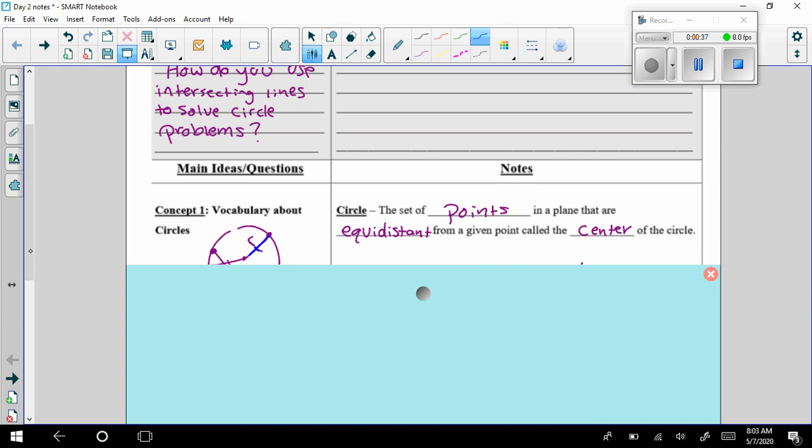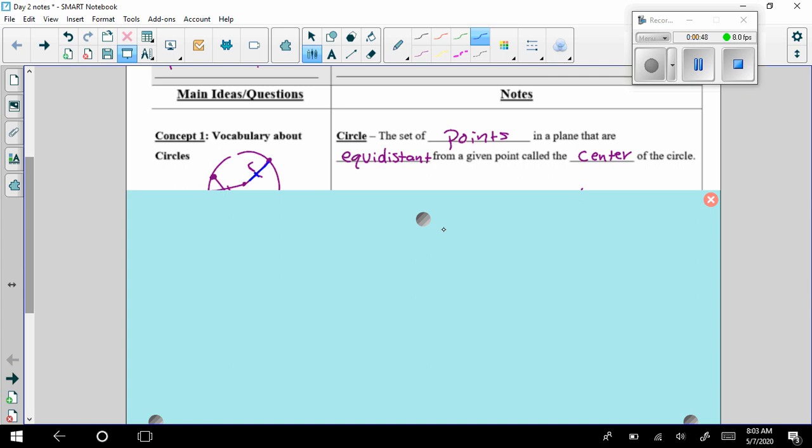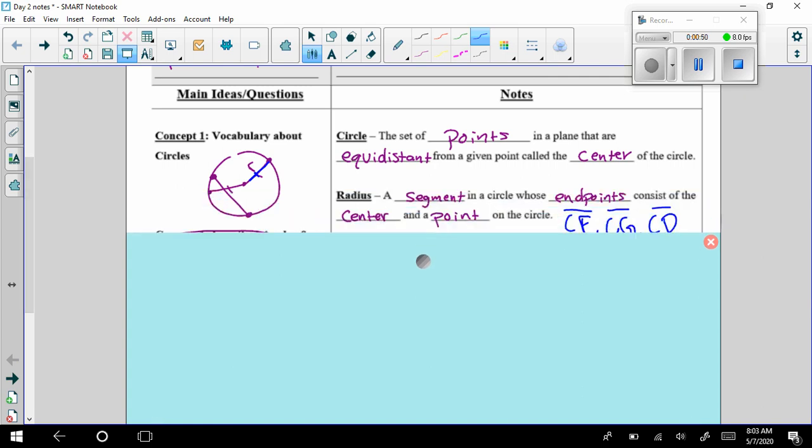Right, we talked about before spring break when we did equations of lines, we also talked about equations of circles. So you might go back and reference those notes a little bit, what that equation would look like.